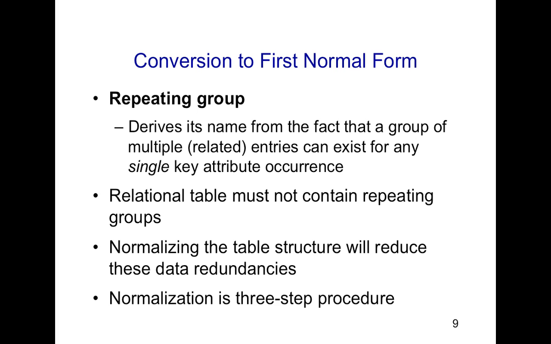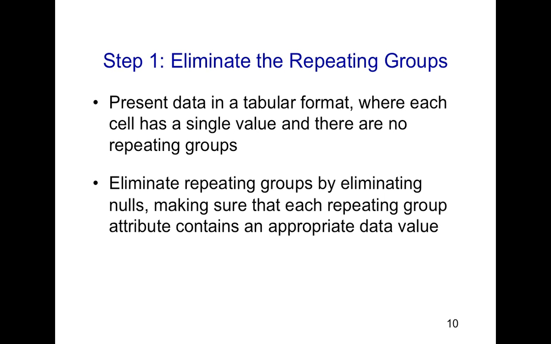And then we have the normalization that will occur in 3 different steps. So the first step, eliminate the repeating groups. There's another trick you can see in a few minutes with this. Take all the spaces and put something in the spaces. So it introduces data redundancy, and I'll show you why in a few minutes, but it eliminates the data redundancy from the repeating groups. So you present the data in a tabular format where each cell has a single value and there's no repeating groups and no empty cells.